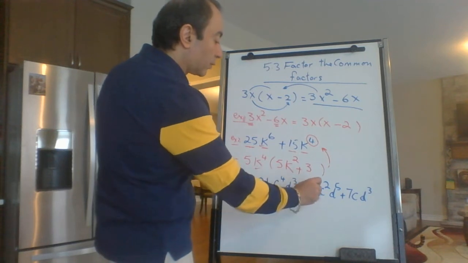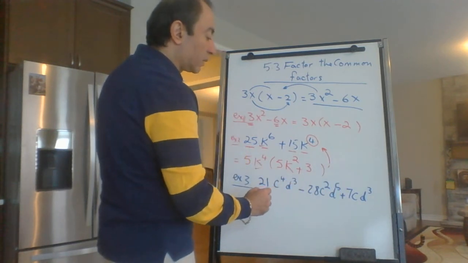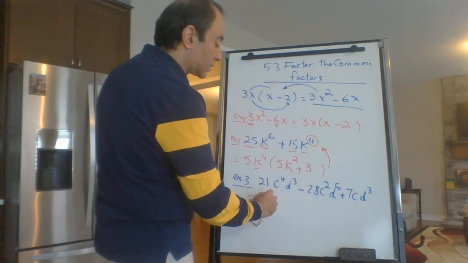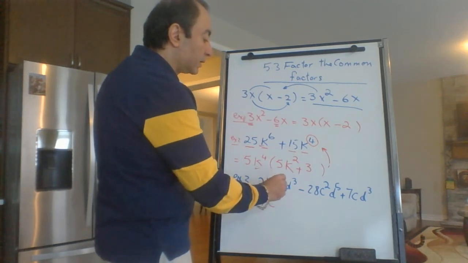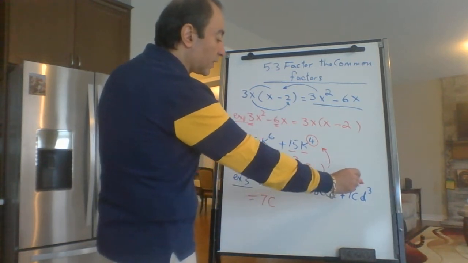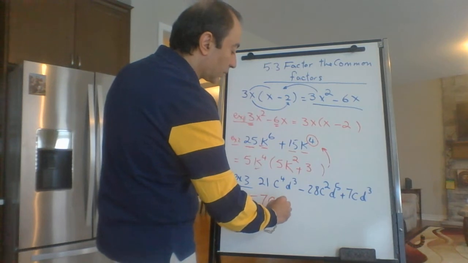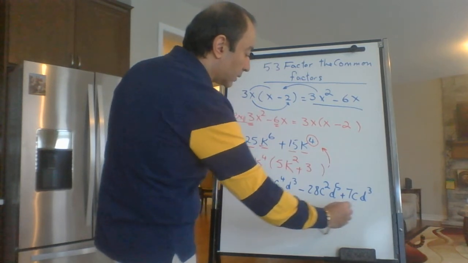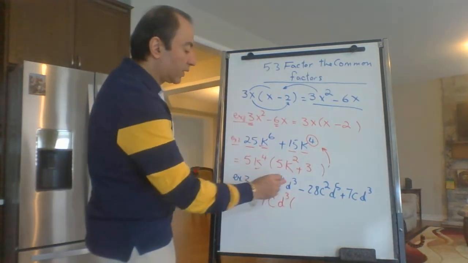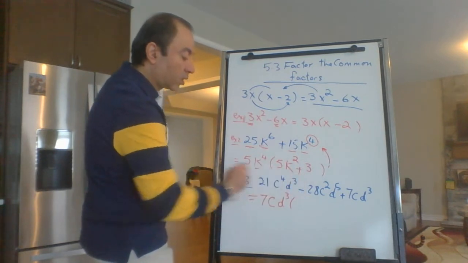C to the power of 4, C squared, C. So we take the one with the lowest exponent, so that's C. D to the power of 3, D to the power of 5, D to the power of 3, so D to the power of 3, the one with the lower exponent. Now, we're going to divide each term by the common term.